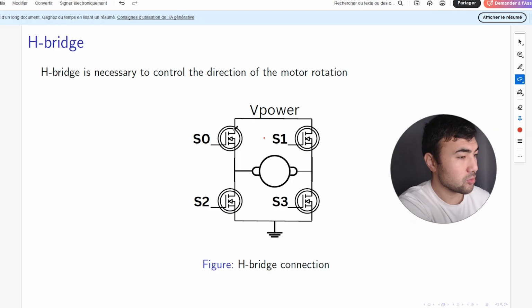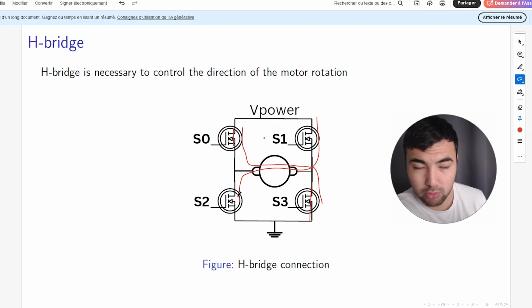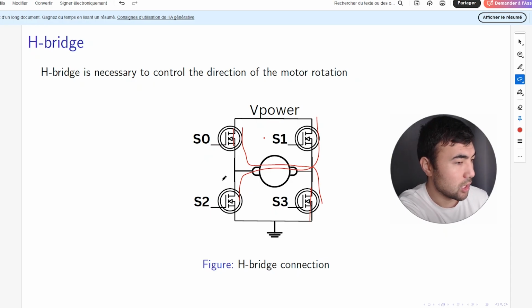So when we close the gate in S0 and S3, the current will flow in this direction, okay? But if we close S2 and S1, the current will flow in this direction. So we can spin both clockwise and counterclockwise. That's why the H-bridge is a perfect solution for driving DC motors.